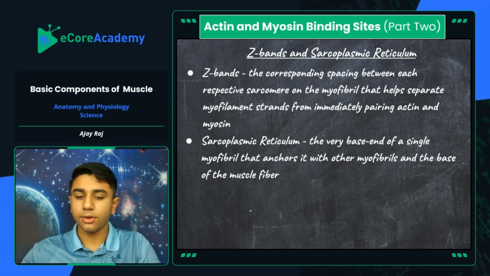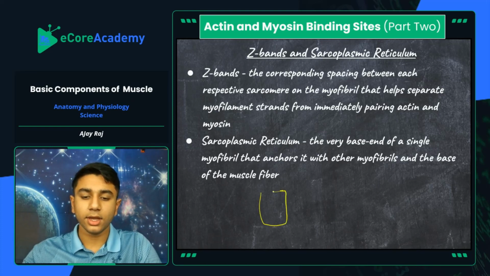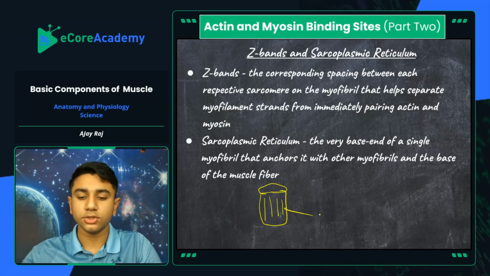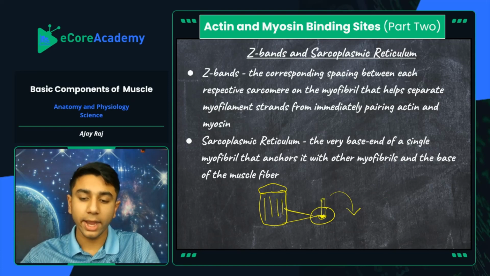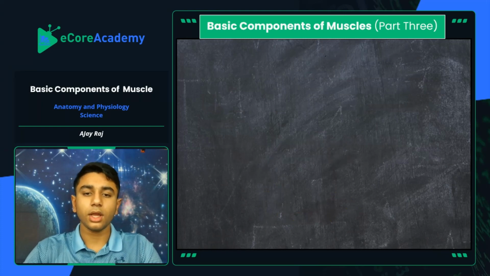Let me just draw that out here. If we have an example like here, we have that cup right here, and we fill it with pieces of chalk. Let's zoom into the bottom right here. This chalk piece needs to be anchored to the bottom, right? So we have to have some sort of device that anchors it to the bottom so that it doesn't fall out. That's what the sarcoplasmic reticulum is doing. It's attaching this piece of chalk and anchoring each separate myofibril together and to the very base of the muscle fiber.